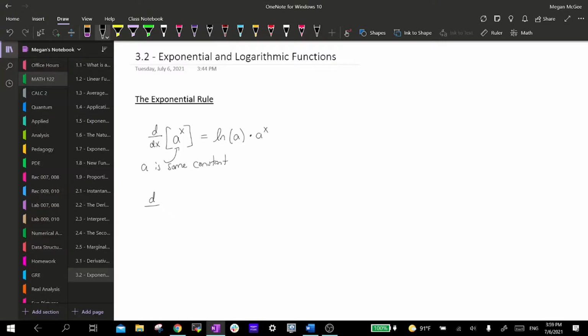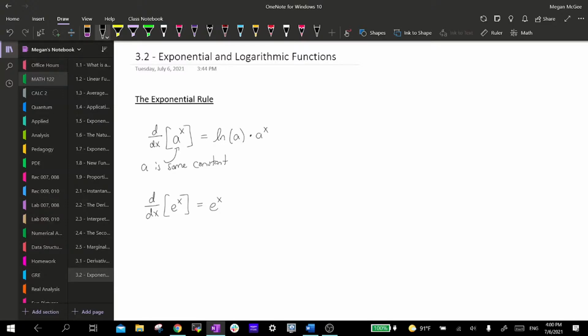First one is the derivative of e to the x. This is just e to the x. So e to the x, the function, is its own derivative. And if you took the derivative again, so the second derivative, it's going to be the same thing. You're just going to keep getting e to the x.